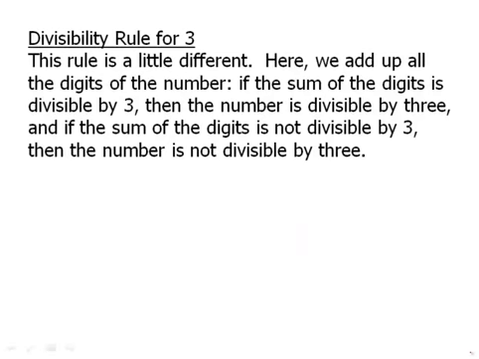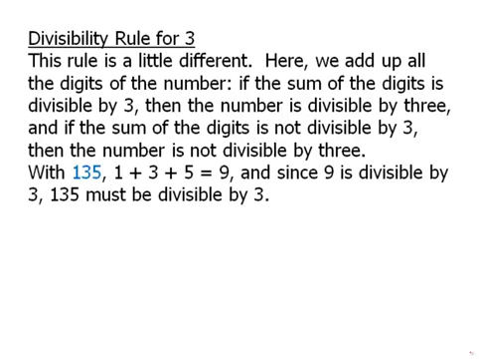Now divisibility for 3. The test loves this rule. This rule is a little different. Here we add up all the digits of the number. If the sum of the digits is divisible by 3, then the number is divisible by 3. And if the sum of the digits is not divisible by 3, the number is not divisible by 3. So, for example, with 135, we add 1 plus 3 plus 5, that's 9. Since 9 is divisible by 3, 135 must be divisible by 3.